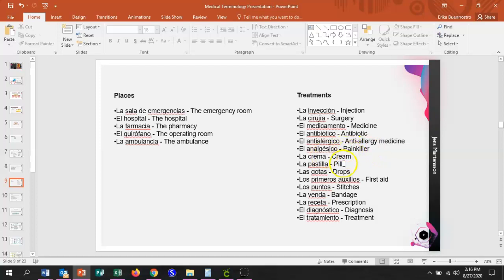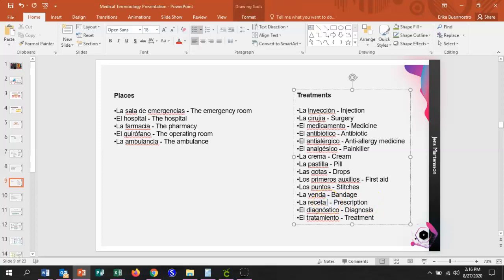Cream, crema. Pill, pastilla. Notice the double L. That's why we're doing ja, pastilla. Drops, gotas. First aid, primeros auxilios. Stitches is puntos. Bandage is venda. Prescription is receta. And sometimes here you will hear that they add receta médica. Diagnosis, diagnóstico. Treatment is tratamiento.